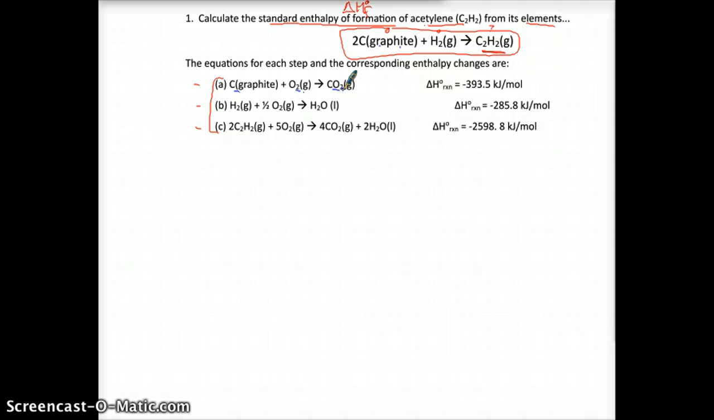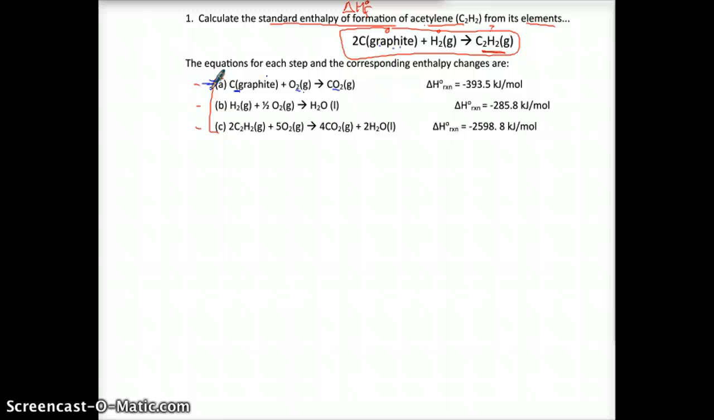Let me also think about this first step. Well, the other compound I have is C graphite. It's on the reactant side. It's on the left side of this arrow here. In the overall, it's on the left side. So I'm not going to do anything to this equation. I'm just going to leave it exactly how it is because I want graphite on the left on the reactant side.